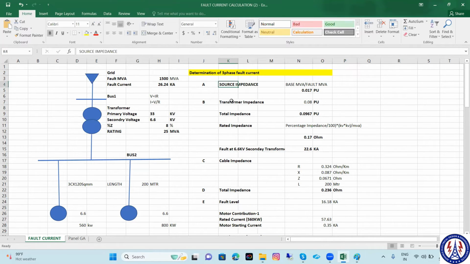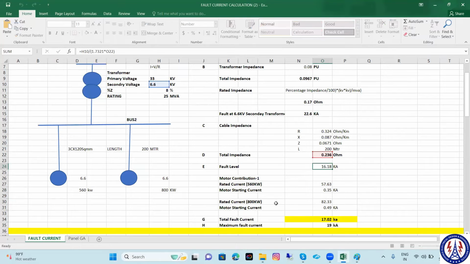So source impedance I have determined, transformer impedance I have determined, then converted into ohm. This is my cable impedance, which is this. And I am adding the cable impedance with the remaining two impedances, meaning source impedance plus transformer impedance. So this is coming to 0.23, and the current will be V upon root 3 Z. Then there is the contribution by this motor and this motor. Both current contributions will be added because motors also contribute to the fault current. This will be the starting current of the motor, so 0.35 for this motor and 0.49 for this motor. So all the currents will be added and I am getting the maximum current value, 17.02.